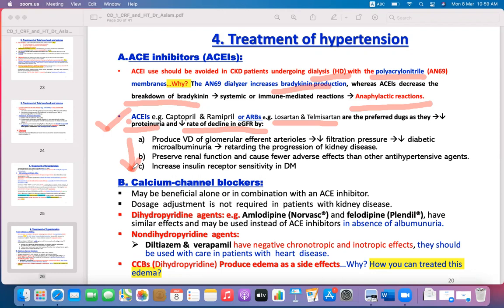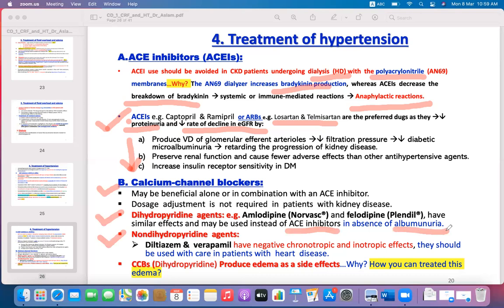We have another option, calcium channel blockers. They may be useful alone or in combination with ACEIs. Dosage adjustment is not required in patients with kidney disease. And we know that the calcium channel blockers are categorized into two categories: dihydropyridine agents and non-dihydropyridine agents. Dihydropyridine agents, examples are amlodipine, felodipine, have similar effect and may be used instead of angiotensin converting enzyme inhibitors in absence of albuminuria.